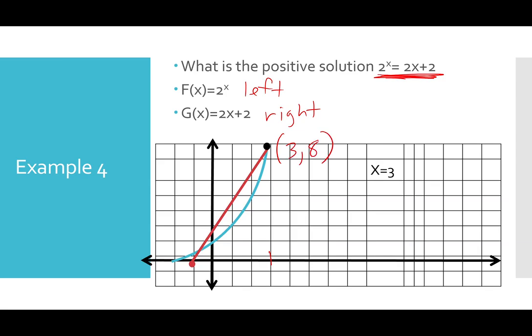All right, so what is the solution for x? X is 3. How does the 8 play into it? Meaning, if I get 2 to the 3rd, I get 8. 2 times 3 plus 2, I get 8 as well. So the left meets the right. They meet at 3, 8. They actually meet here as well, at about negative 0.62, 0.69. So if you were asked to give both solutions, I believe that's what it was for that.